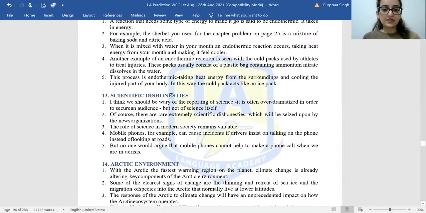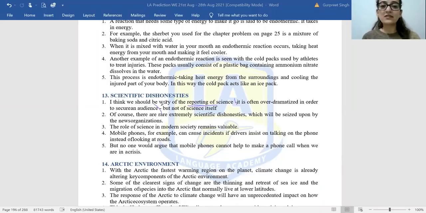All right, scientific dishonesties. I think we should be wary of the reporting of science. It is often over dramatized in order to secure an audience, but not of science itself. So what we should mark is that we are talking about reporting of science. If we leave the hyphen part, this says we should be wary of reporting of science, but not of science itself.